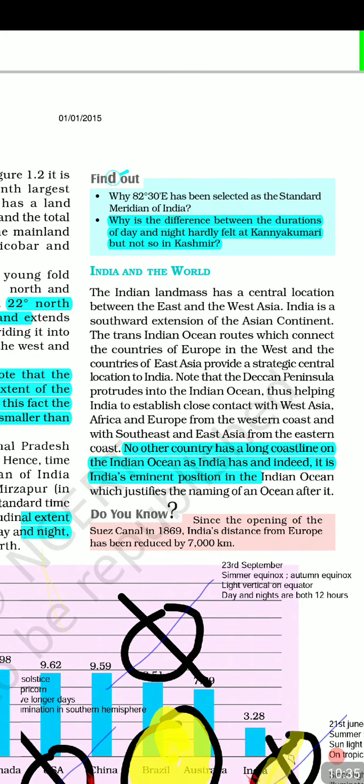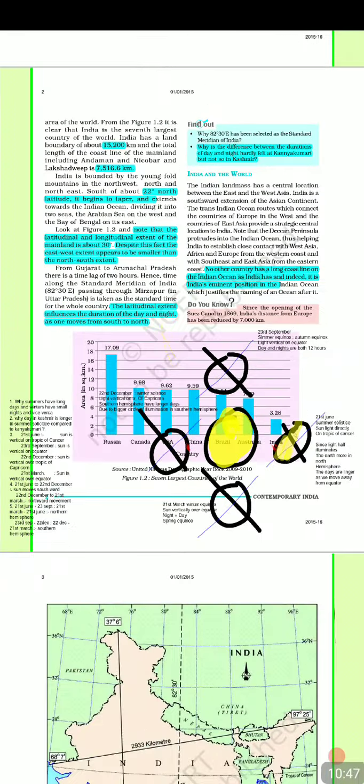Then we move to India and the world. No other country has a long coastline on the Indian Ocean as India. That is why India has an eminent position in the Indian Ocean, which justifies naming it. Okay, so 68.7 to 97.25 and 84 to 37.6 and 82.5 is our standard meridian.